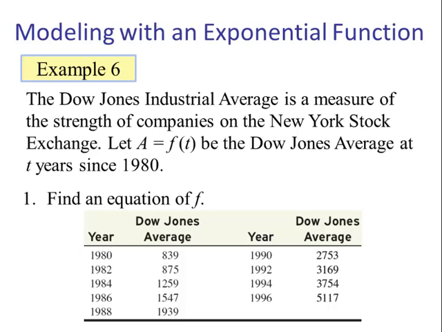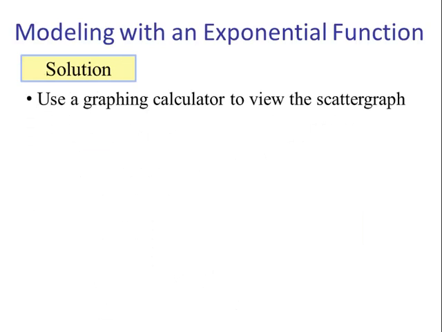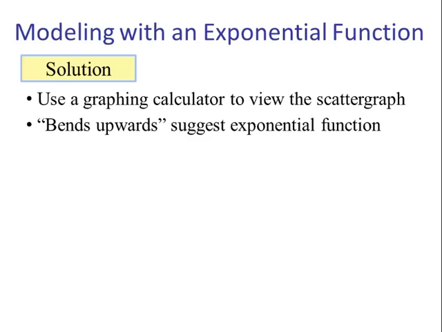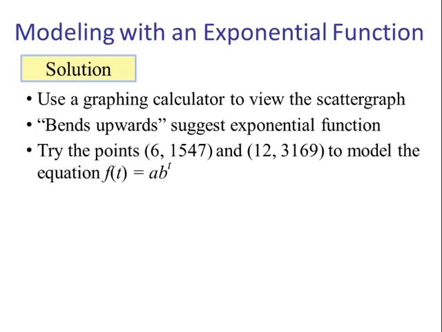In a future video, we will have data like this, and the graphing calculator will compute the exponential regression model. So first we want to look at the scattergram. It bends upward, which suggests an exponential function. We're going to use the points (6, 1547) and (12, 3169) to model the equation. Again, in a future video, we will allow the graphing calculator to compute the exponential model.